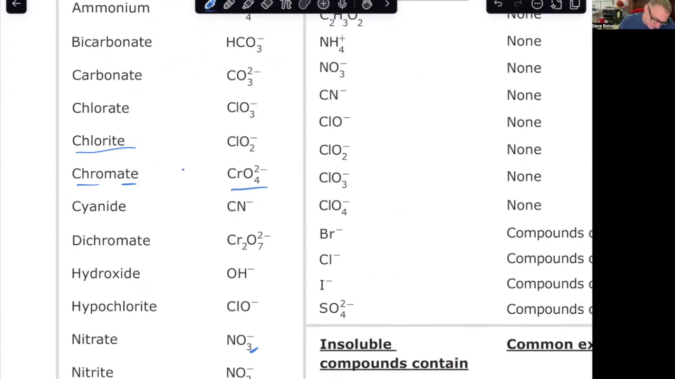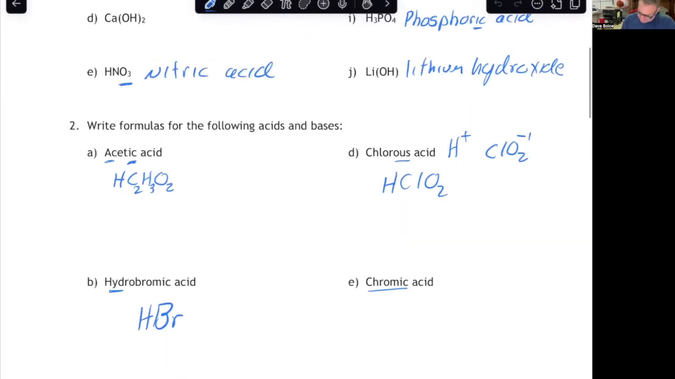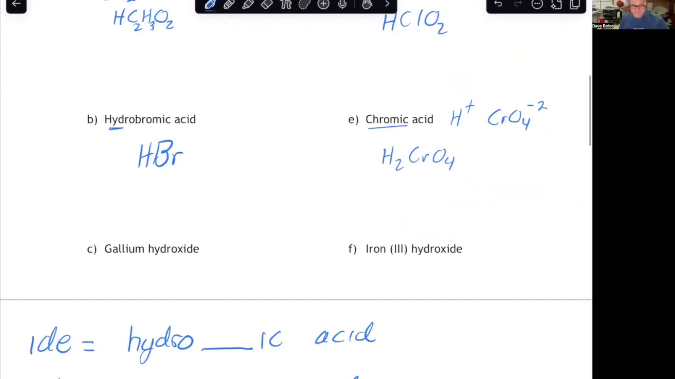And so therefore, I'm going to need 2 hydrogens to balance this one out. So let's go ahead and write that down in our sheet here. Okay, and the chromic acid. So again, I've got hydrogen, and I've got chromate, which is CrO4 -2. So I'm going to need 2 hydrogens: H2CrO4. Charges are gone because I balanced them by using 2 hydrogens. So great. Okay.